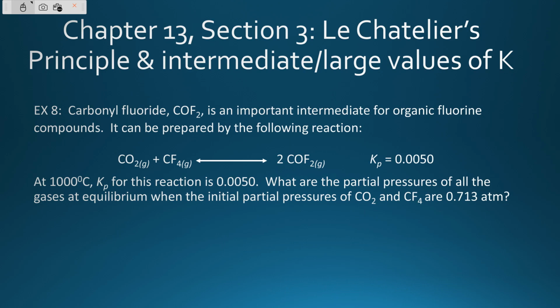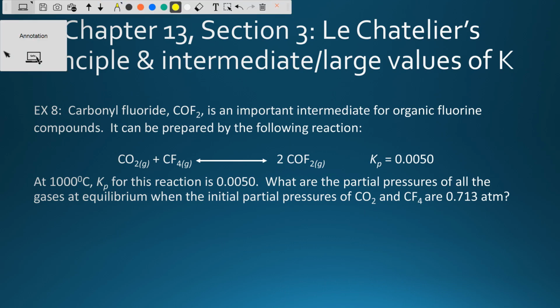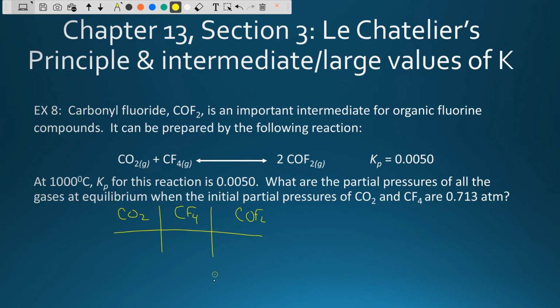Taking a look at carbonyl fluoride, a gas that's going to be forming, we see that we've got our reaction of carbon dioxide and carbonyl fluoride and CF4, carbon tetrafluoride. We're going to make our carbonyl fluoride. We see that we have a relatively small value. Le Chatelier's principle is taking a look at the pressure of the gases. So let's take a look, and I see I have my CO2, I have my CF4, and I see my COF2. I plug in my values from what I'm given.